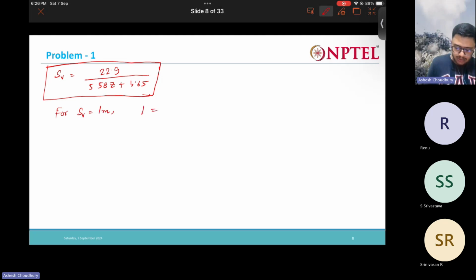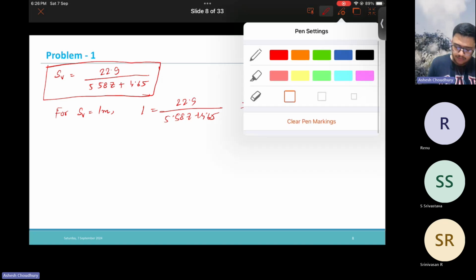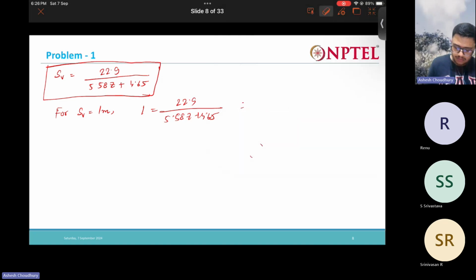So if you put 1 in this equation, from here you will get ZS, 3.27 meter. So this means that till a depth of 3.27 meter from the top, you can provide a spacing of 1 meter safely. But for lower depths, because the pressure is higher, we will need to reduce the spacing.